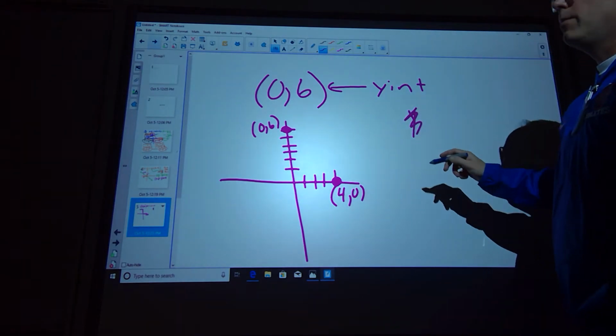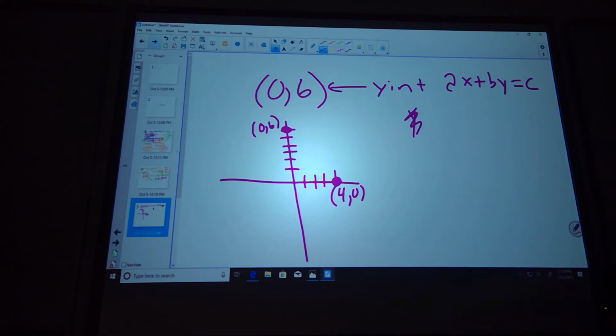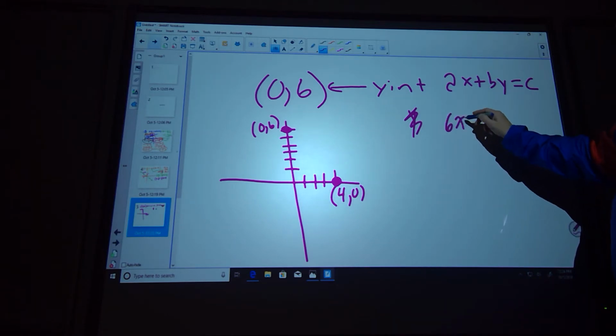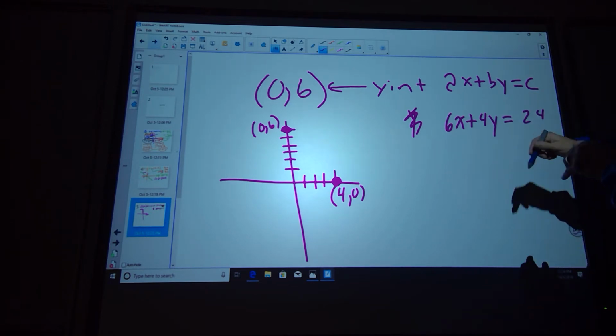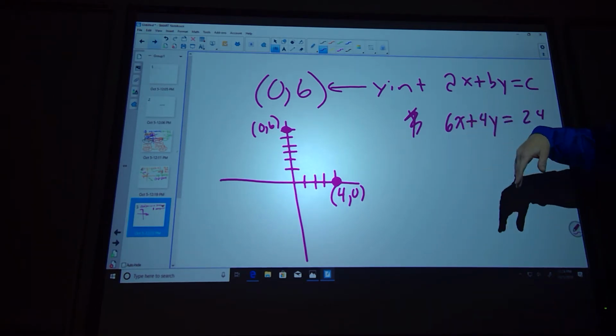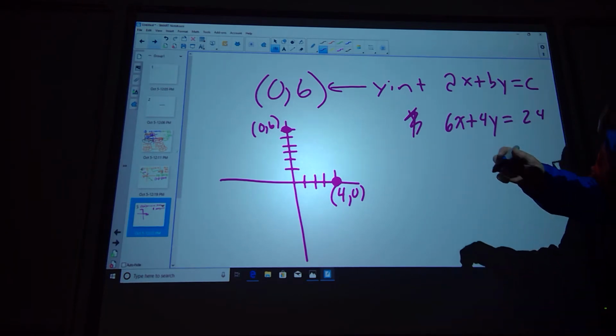If we do the cover method, which was the ax plus by equals c, let's think about how this is going to work. 6x plus 4y. Hang on, let me just make sure that's going to work. Yes, that'll work. If I cover this up, I get x equals 4. If I cover that up, I get y equals 6. Both of those points legitimately work. Agree? Now this is exactly why the shifting is going to work for you.